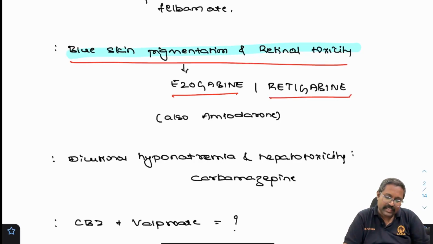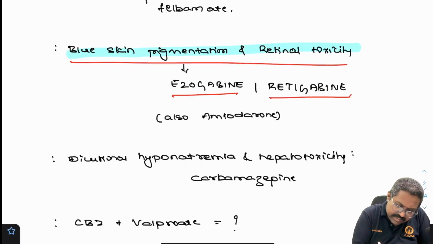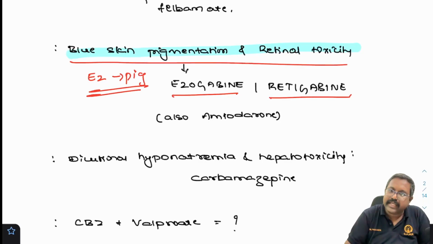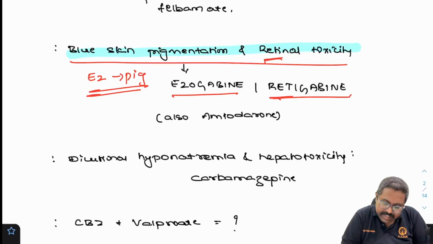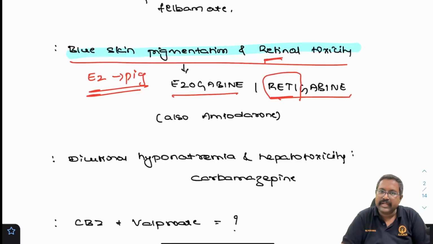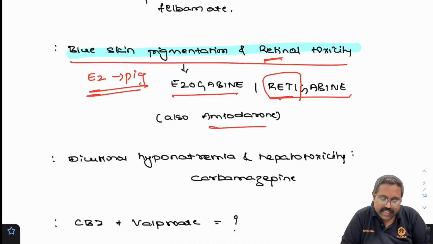How to remember this? Pigmentation, and for retinal, you can remember retigabine, retinal toxicity, retigabine. And this type of bluish discoloration can be seen with amiodarone also.